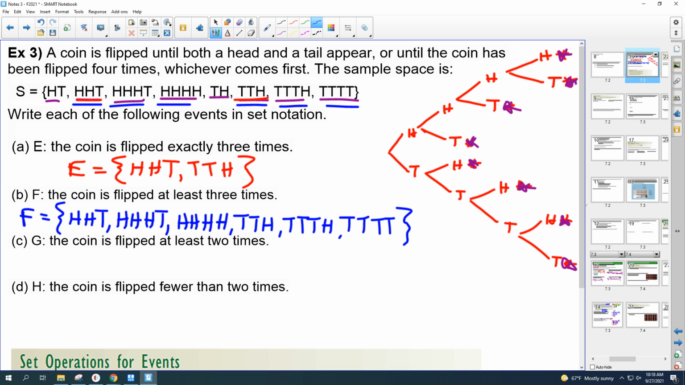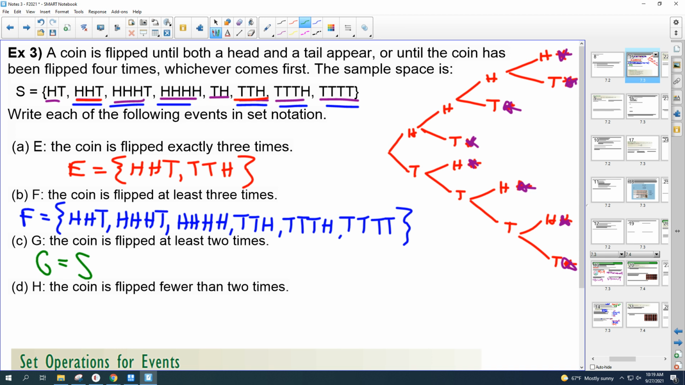Event G, the coin is flipped at least 2 times. At least 2 times is going to be everything, right? So I could write out everything, but there might be an easier way of doing this. Instead of writing everything, I'm just going to say it equals the sample space. That's the easiest way to do it, or list them all out.